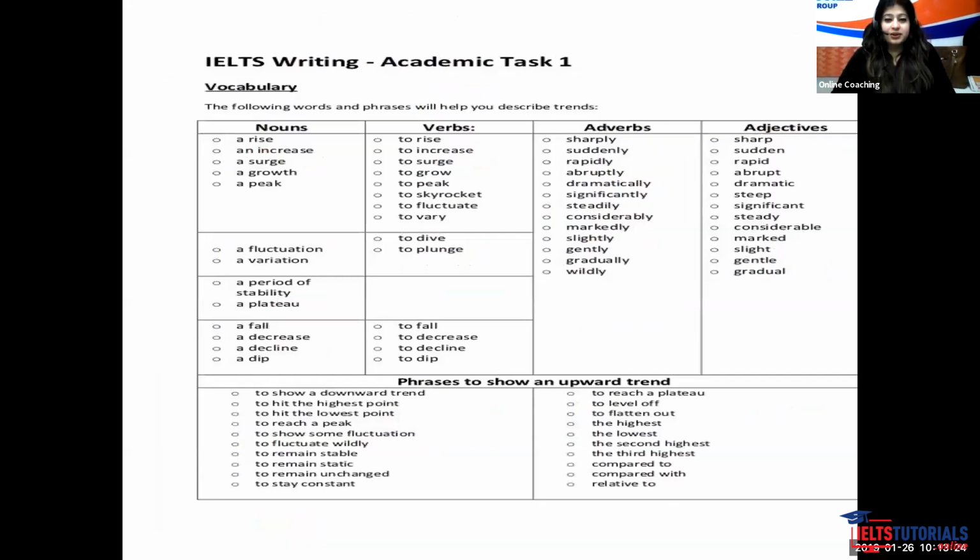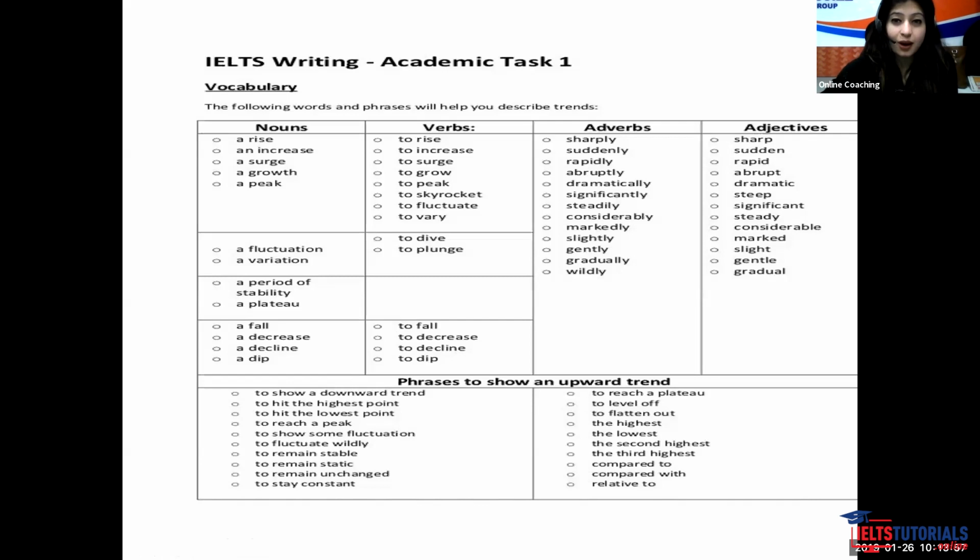Okay, these are the words that I was talking about. These are the phrases that you can use. These are the words you can use. For example, when you're using a noun, let's say I want to say that there is a rise in the demand. You can simply say there's a sharp rise, there is a considerable rise, there's a slight rise. So please use nouns plus adjectives, verbs plus adverbs. At the same time, the phrases are very, very useful. You guys can take a note of this.